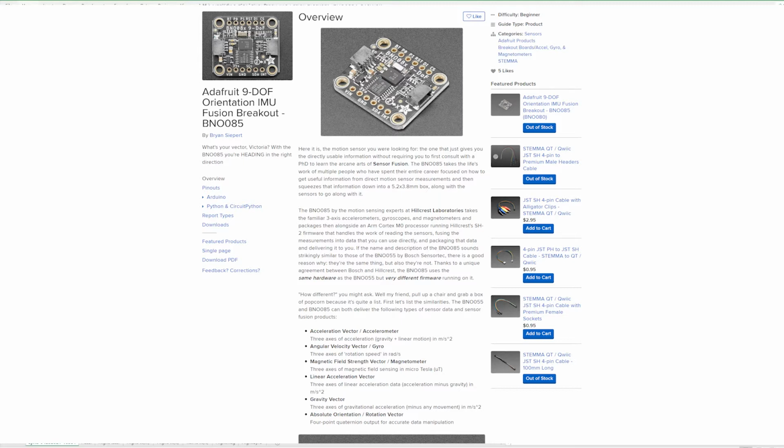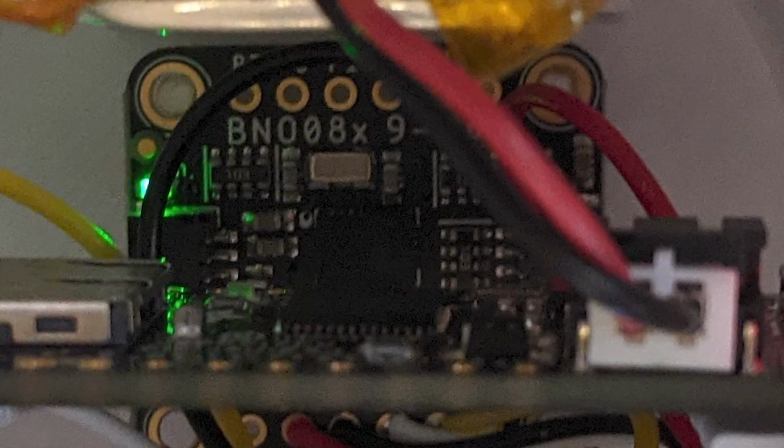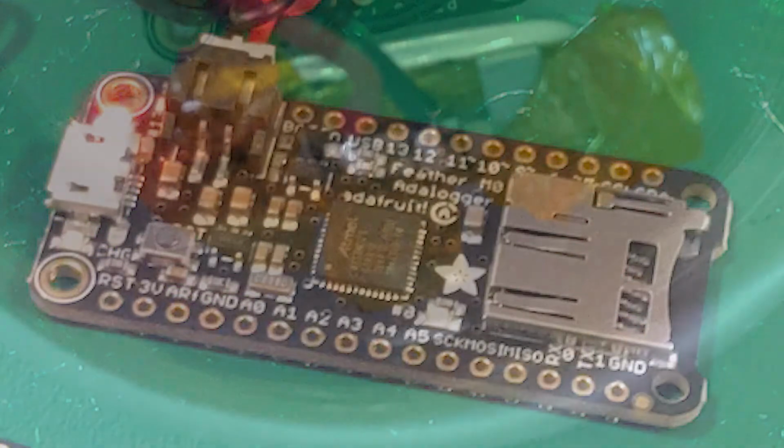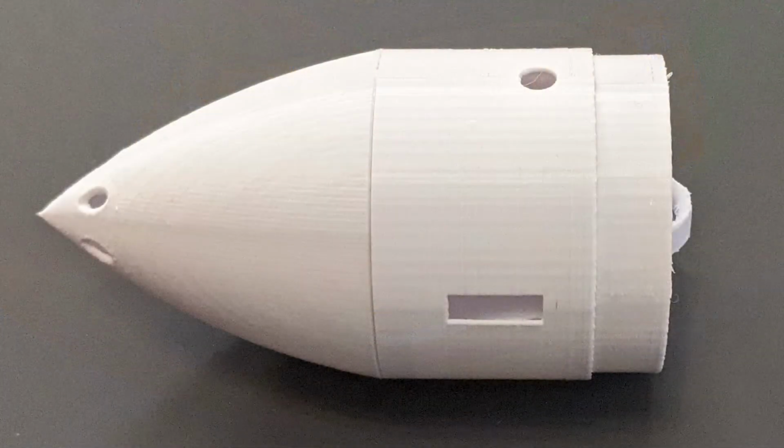And our data collection devices are a BMP 390 barometer, a BNO 08 9 degree of freedom IMU, and an Adafruit M0 motherboard, along with a 350 milliamp hour battery, and all of these combined form our central computing core.